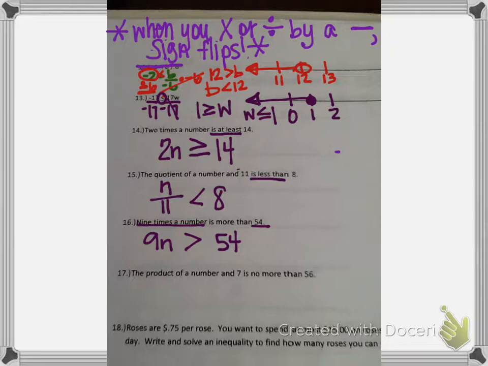Number 17, the product of a number and 7. Product is multiplication, so n times 7, or 7n, is no more than 56. Okay, does that mean less than or greater than? Is no more than 56, so it could be less than 56. Then I have to ask myself, could it equal 56? Is no more than, so that means it can equal 56. It just can't be more than that.